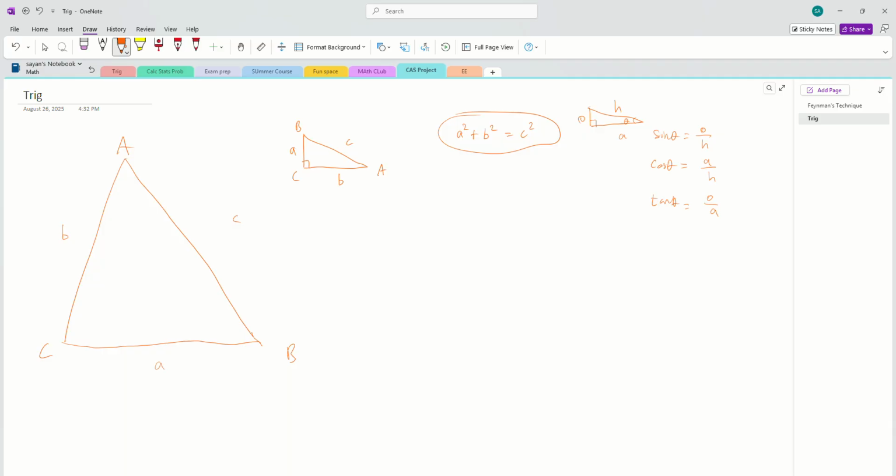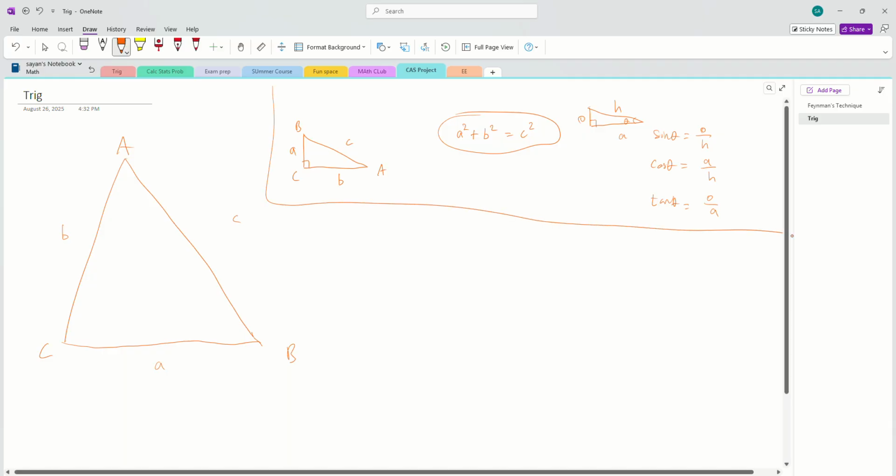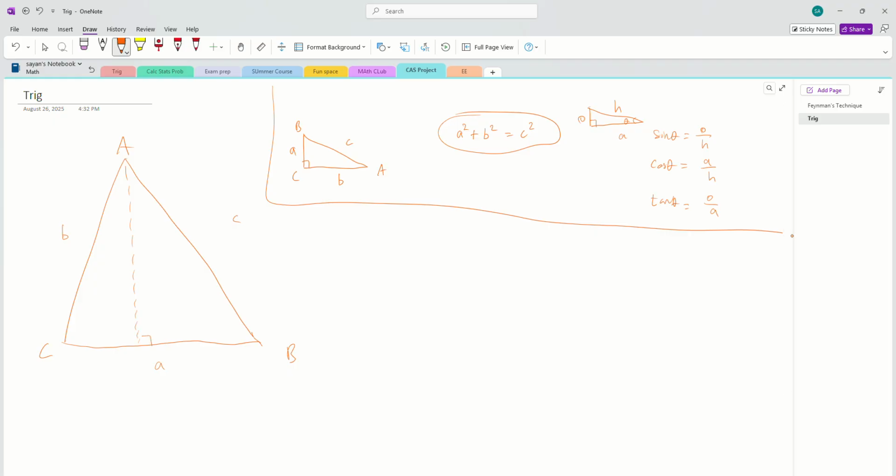Now, I want to use these identities that we just derived in this box over here. So I need a right angle triangle. What I'm going to do is split this. This is the altitude of the triangle, right? So I'm going to form two separate right angle triangles. So one is on this side and one is on this side.